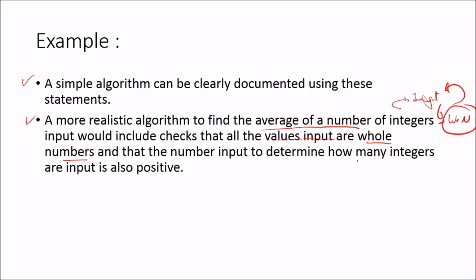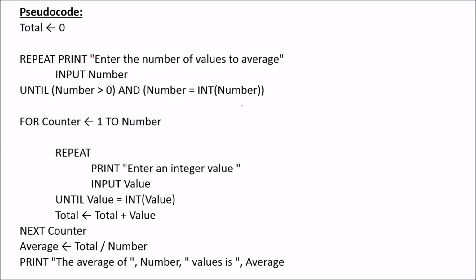And the number input to determine how many integers to input should also be positive. This program is asking you to enter how many numbers you want to take as an average. So I need it to be, say, 5 numbers. If I have to enter 5 numbers, or 10 numbers, and I want their average as the result, okay? So this validation check is actually checking the number which you are entering.